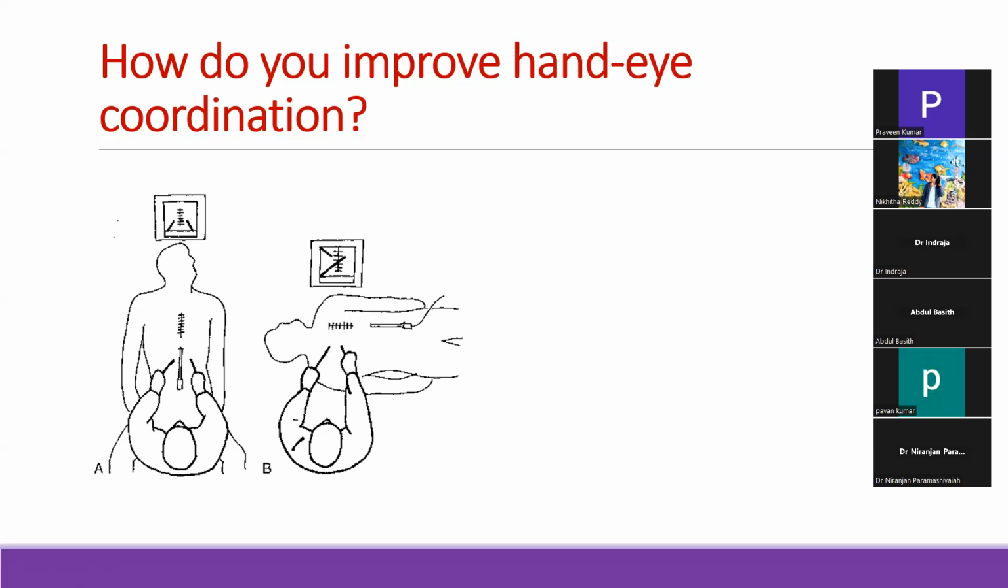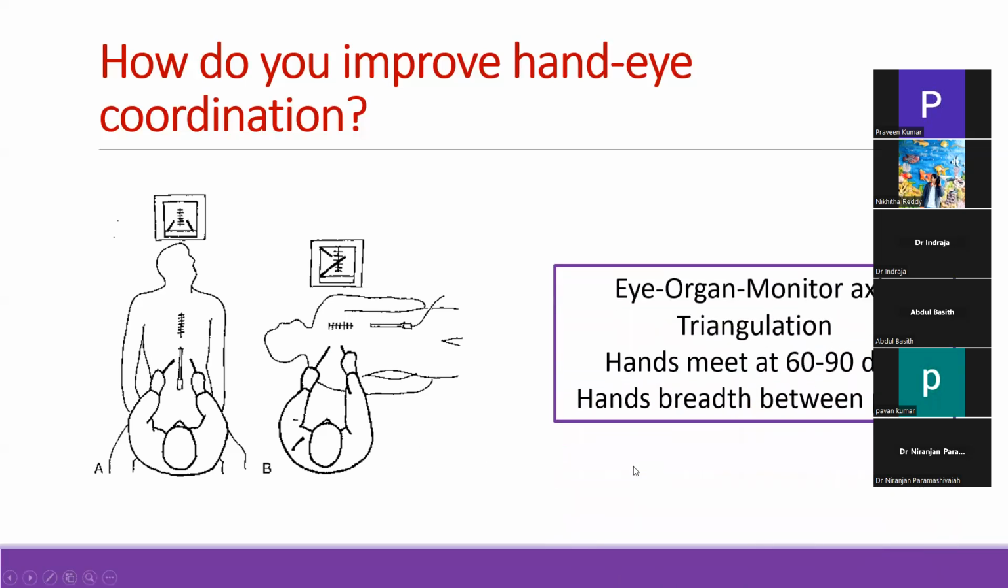Sir, the port placement should be in the common triangle. What is a triangle? How does a triangle form? Base and 2 arms. Yeah, but you have to tell me where the base is, and that's what I was looking at, but I've given you the answer here. Eye, organ, monitor in one axis, hands meet at 60 to 90 degrees. You understand?